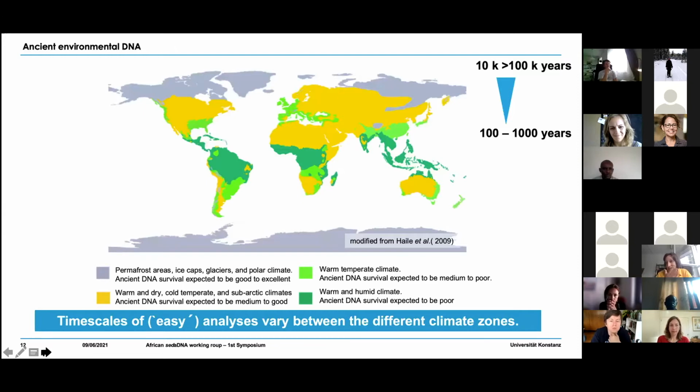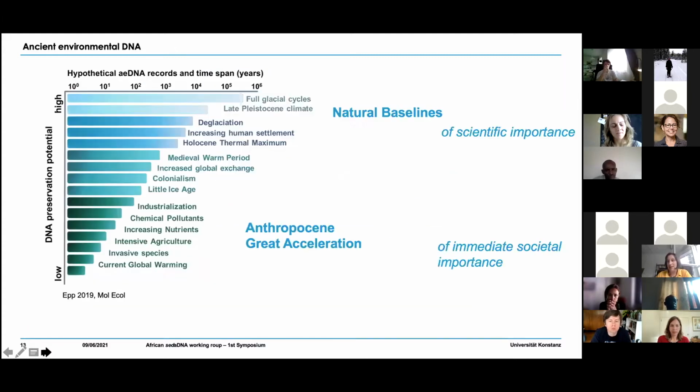And this is something I just want to stress at the end, that it's really a question, one, of timescales of analysis that vary between the different climate zones. So from this, I think that we have to always think about timescales of analysis and types of analysis, obviously, but even with quite simple methods, what we can look at in areas with not so good preservation conditions, as we will have in a lot of humid and hot environments, is exactly the last few hundred years.